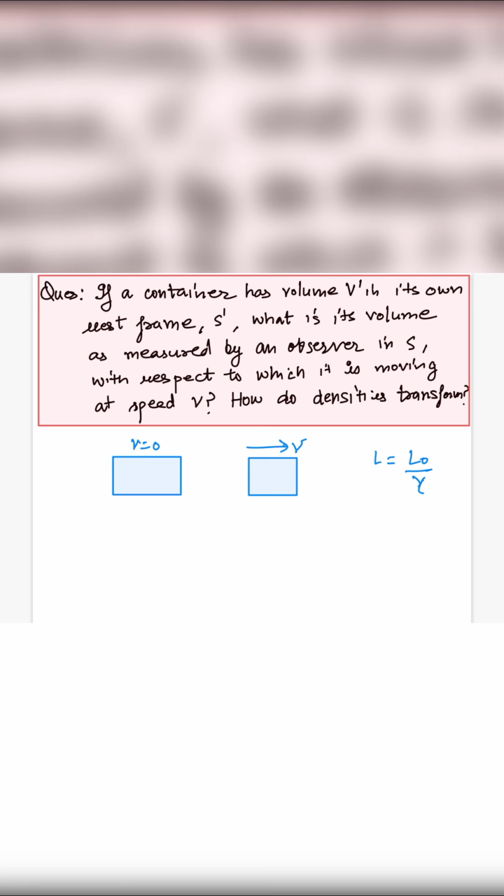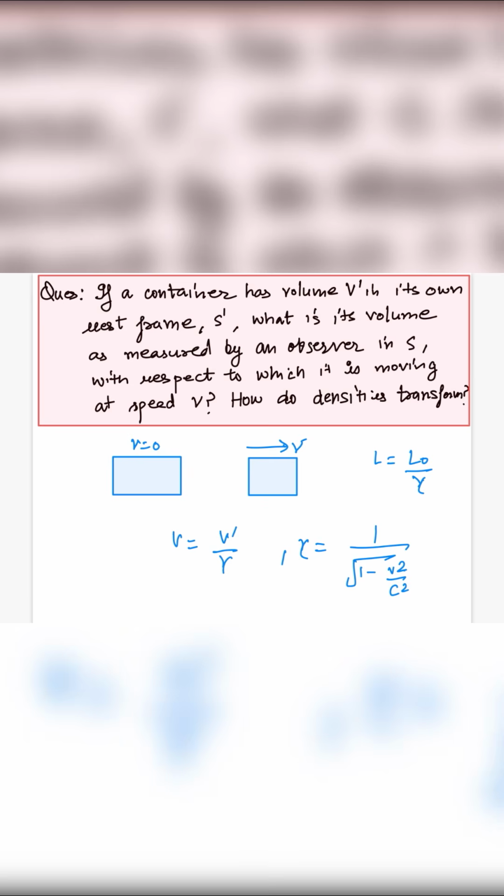And that is all you need to understand. So in this case the volume of the container is going to be V prime divided by gamma. The volume is going to shrink by gamma because the length in the direction it is moving is going to shrink by this gamma. So this gamma is the Lorentz factor, which is 1 over the square root of 1 minus V squared over C squared.